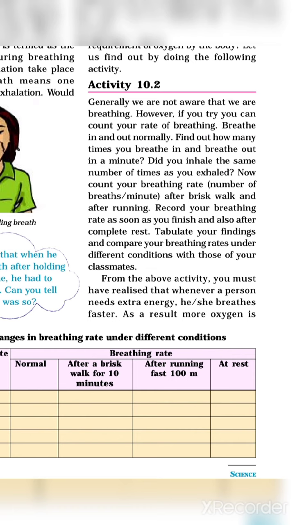Okay, after a brisk walk, go for a walk and come back and count the inhalations and exhalations. Then after some time, go for running and come back and count the number of inhalations and exhalations. Now tabulate all these findings in the table given here: your breathing rate at normal time, after you walked and came back, and after you ran and came back. Compare your breathing rate under different conditions with those of your classmates.